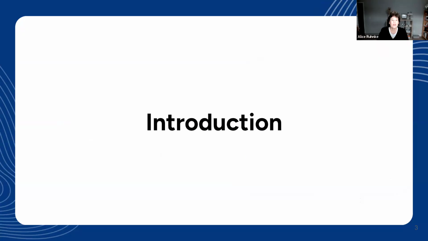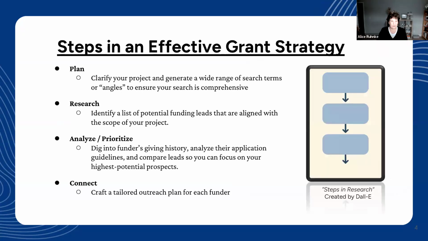So just to start out with, looking at a higher level grant strategy, like I said, there's a 4-step plan where you're first planning, first looking for those search terms. Again, we're going to show you how to use GrantStation tools and AI to do that as effectively as possible and see your project from a lot of different lenses or angles that you can be searching for.